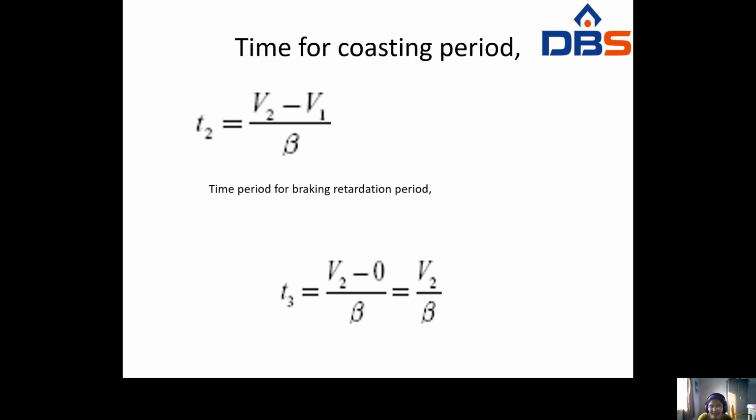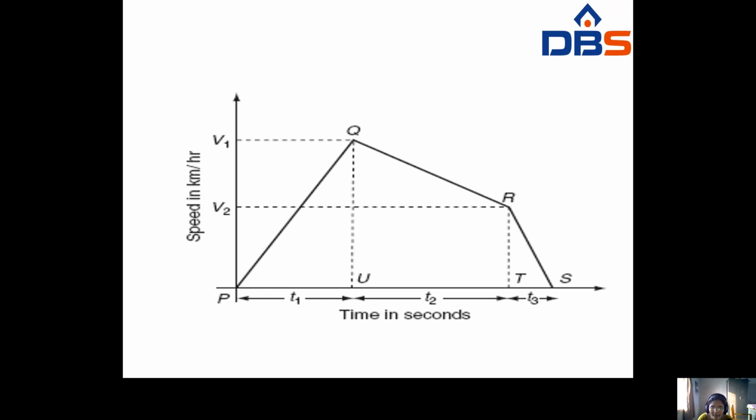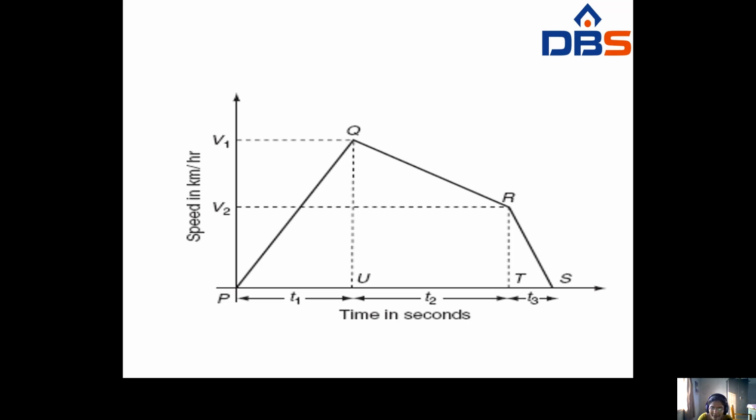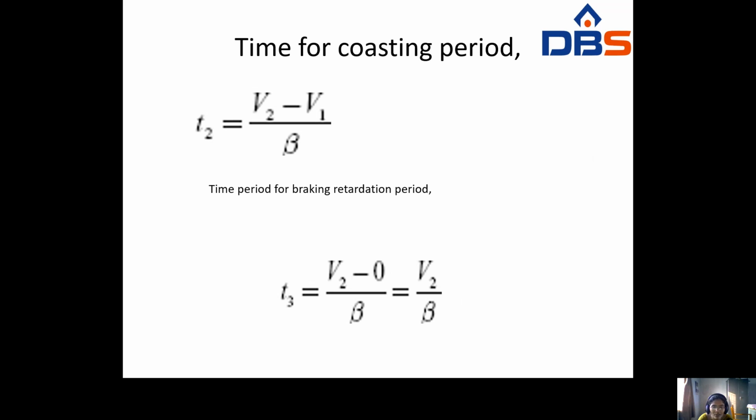Last one, the braking period. The time period for braking retardation is taken as t3. Coming to braking retardation from v2, the final speed value is 0. So t3 equals (v2 minus 0) by beta, which is v2 by beta. These are the t1, t2, t3 values.